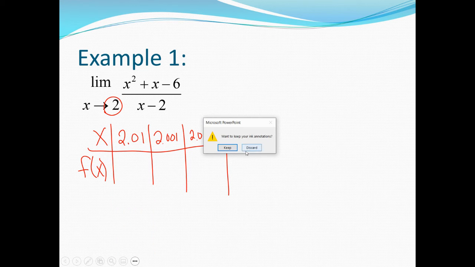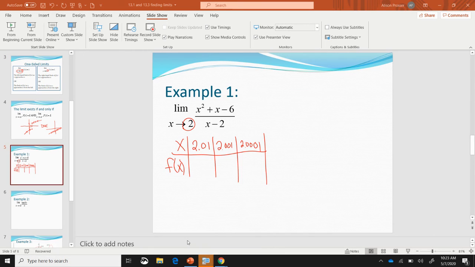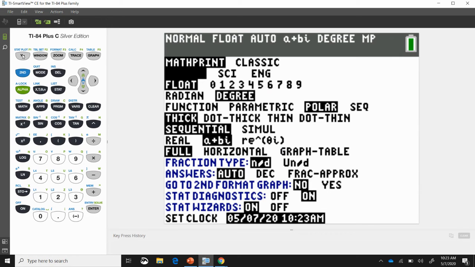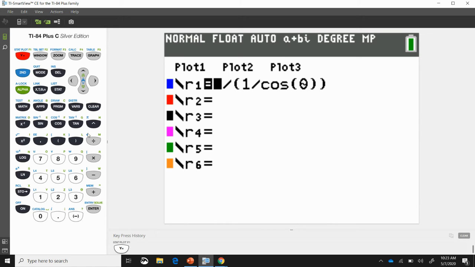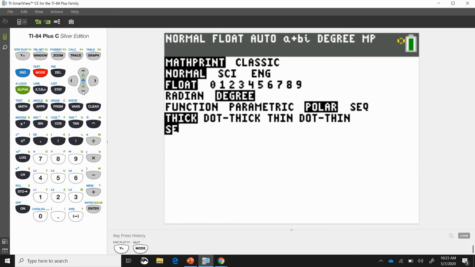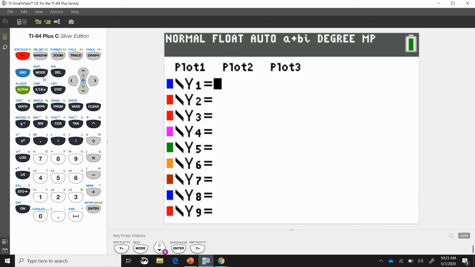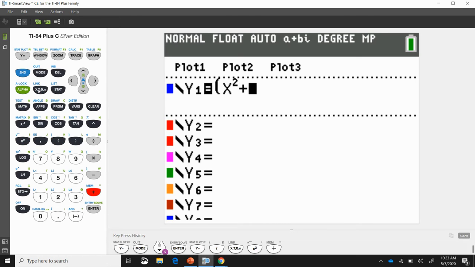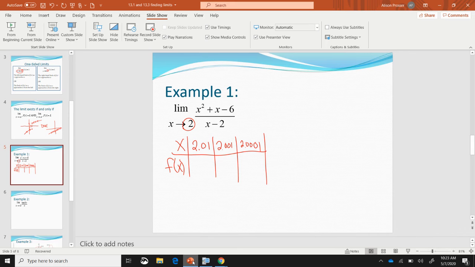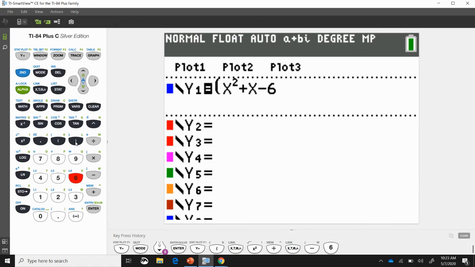To do this on our calculator a little bit faster, you can type that function into your calculator. Make sure you have parentheses on the top. X squared plus X minus 6, divided by parentheses X minus 2.